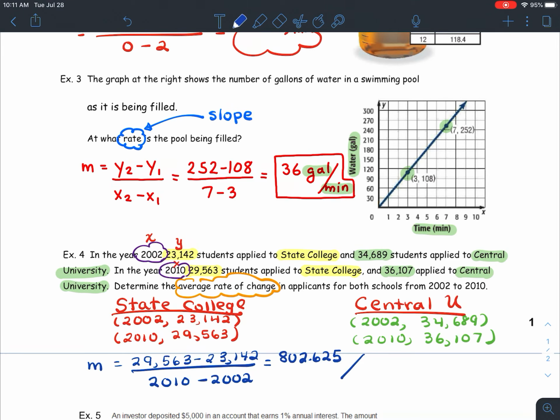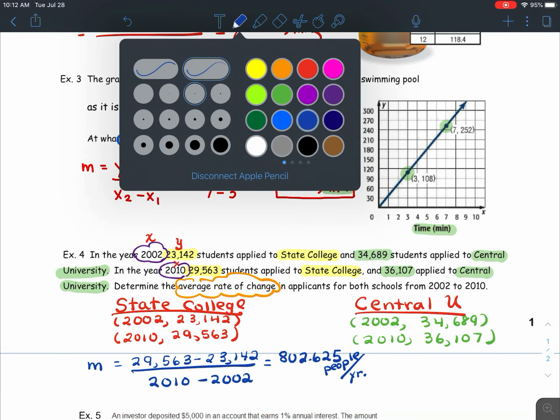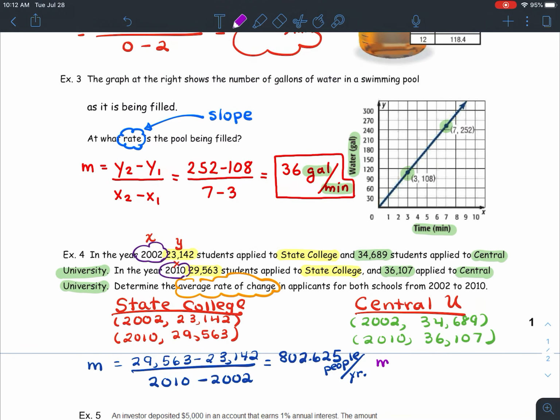So you could either say people per year, students per year, or even applicants per year. At State College, between the years 2002 and 2010, they were looking at an increase of about 802-ish students or people per year. If we do that same thing over here for Central U, again subtracting the Y's from the top, the X's in the bottom, we end up getting for Central University 177.25, again with the same label, people per year.